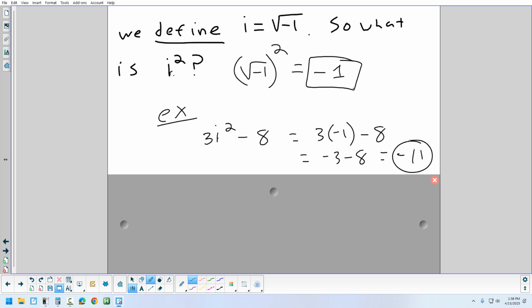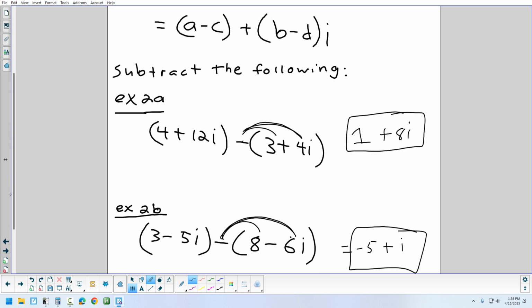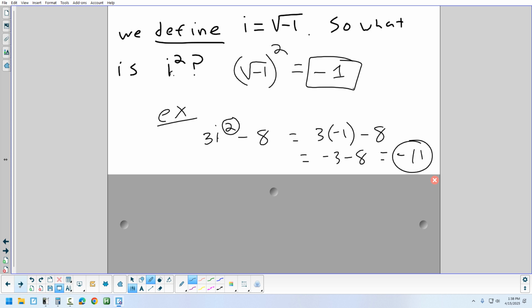So why would we do the other problems earlier, like the addition? Why wouldn't we just switch all the i's to negative 1? Because i isn't converted to negative 1. i squared is negative 1. We didn't have anything to the second power in any of the problems I just gave you. Those were i's, but they were all just i's. No i squareds. So any question on that?